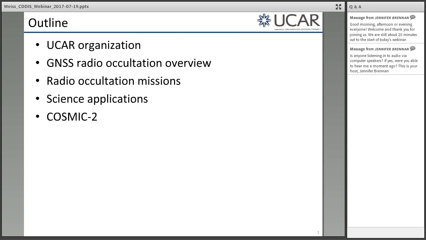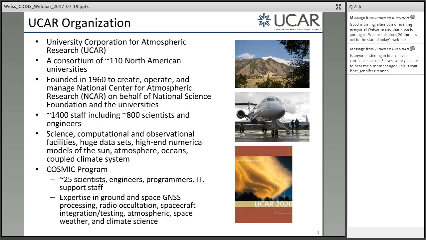So we'll give an outline of the presentation. Jennifer reviewed this just now, so we'll go ahead and get started with a brief overview of the organization that I work in. UCAR is the University Corporation for Atmospheric Research. This is a consortium of about 110 North American universities founded back in 1960, primarily to operate the National Center for Atmospheric Research, which is here in Boulder, on behalf of the National Science Foundation and the university members.